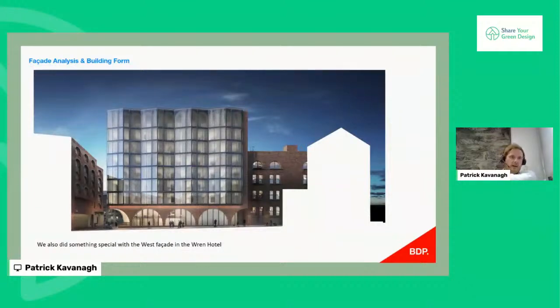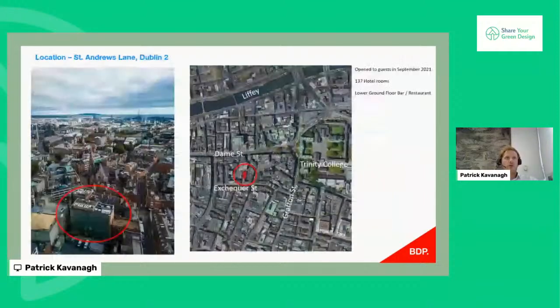The Ren Hotel is another project we carried out in Dublin that has been open since September last year, and we did something very special with the west facade, which I'll go into a bit more detail on. To put some context on it, the hotel is located, if anyone knows Dublin, right in the heart of Dublin. So Trinity College is there on your right. Grafton Street is the main shopping street in Dublin. So it's only a short walk to the busiest part. It's right in the city centre.